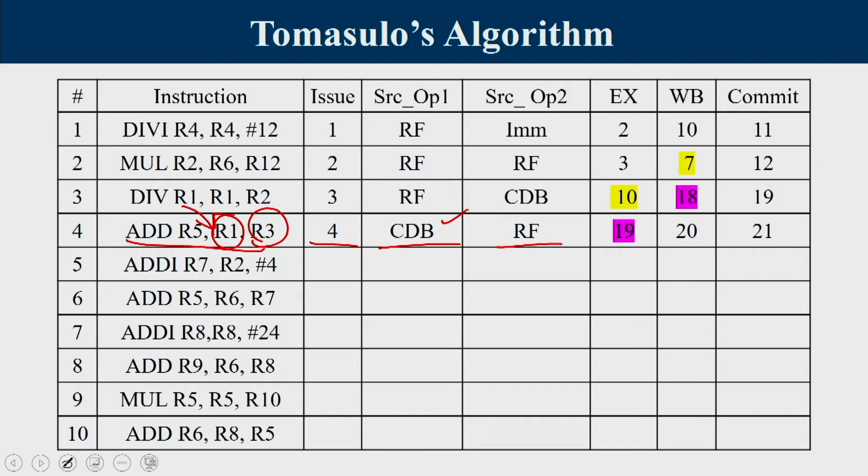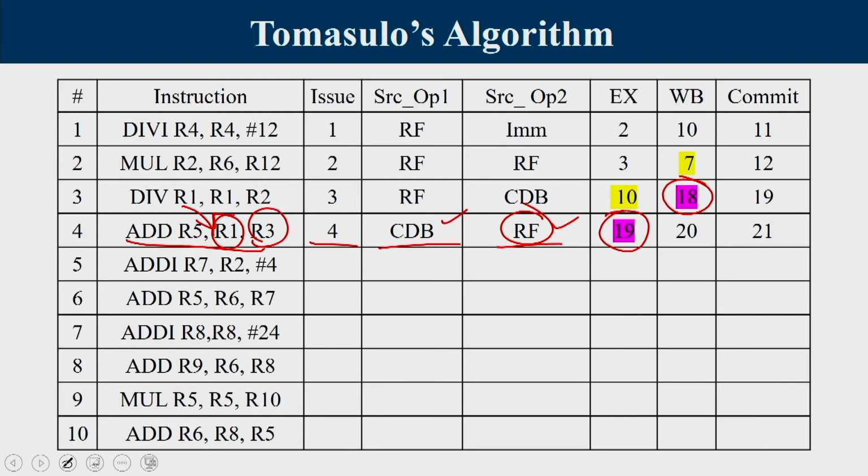So, first operand I will get from CDB R1, second operand I will get from the register file. But when can I start execution? Because second operand is available, but first operand is not available. First operand will be produced from the CDB. So, only at clock cycle number 18 the result is written into CDB for broadcasting. So, in 19 I can start execution, that has been given in the question.